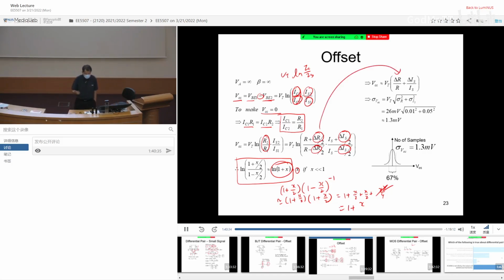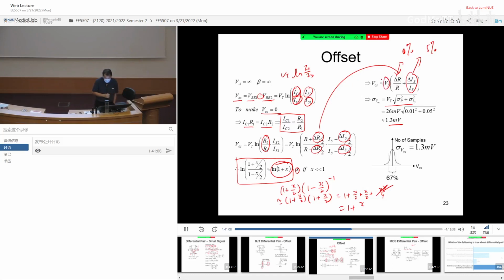So we already know this one will exhibit 1% mismatch, 67% of the sample. This one will exhibit 5% mismatch, 67% of the sample. So if your offset voltage depends on these two, all it tells you is that about 67% of them would exhibit an offset voltage of 1.3 millivolt, according to this equation.